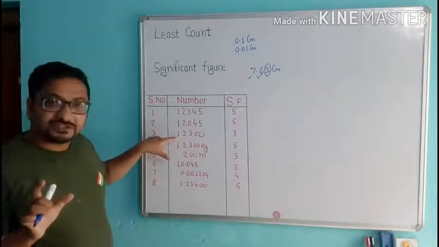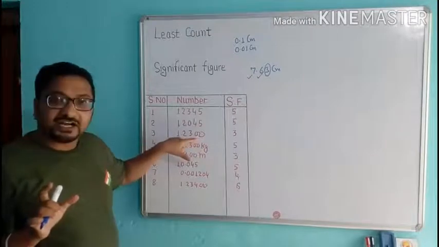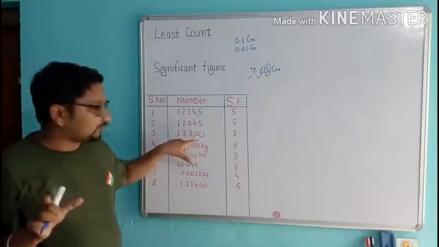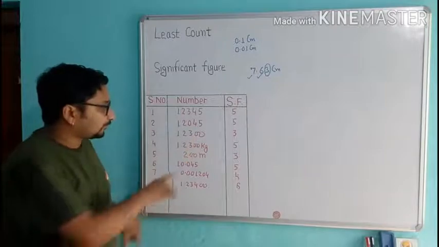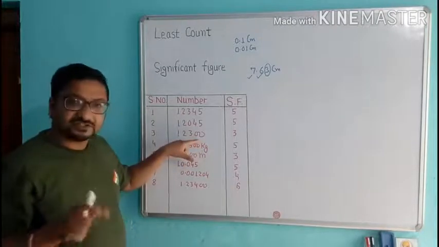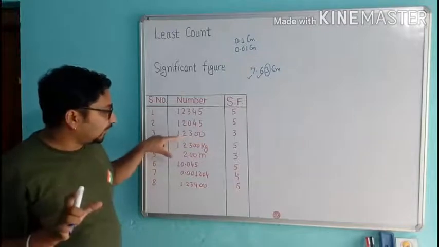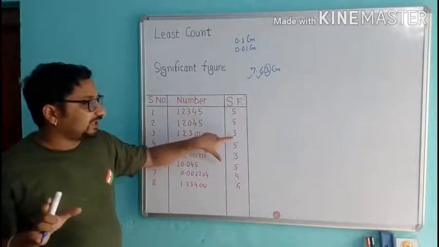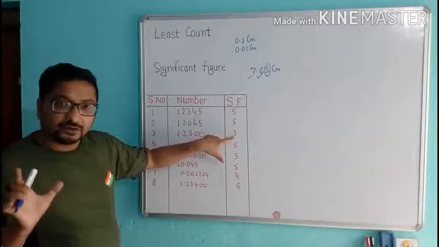Again, now in this number, there are trailing zeros. 2 zeros which are trailing zeros. So we do not count these zeros as significant figures. So there will be 1, 2, 3. Only 3 significant figures. Okay.